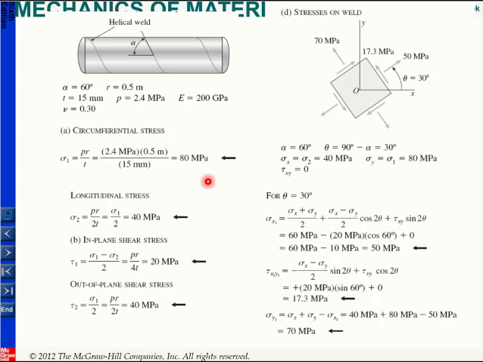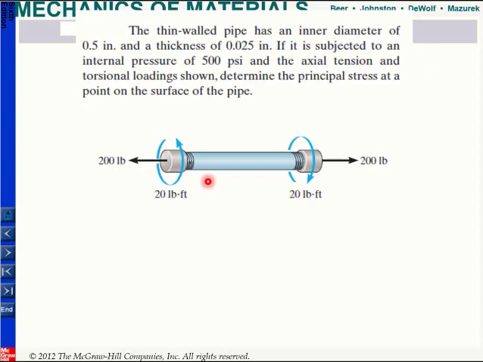Okay, all right, so let's solve another example. This is a combined stress, combined loading question. Here I have a tensile load of 200 pounds, plus a torsion is applied, and also this thin wall pipe has an internal pressure of 500 psi. What we want to do is determine the principal stress at a point on the surface of a pipe. This one undergoes tension and torsion, plus there's internal pressure.